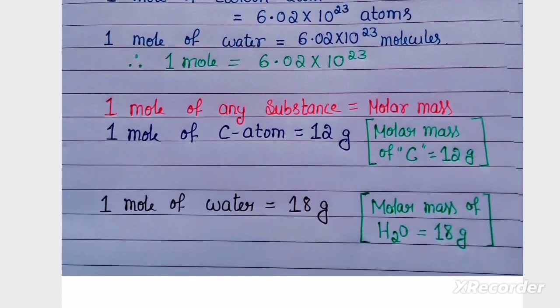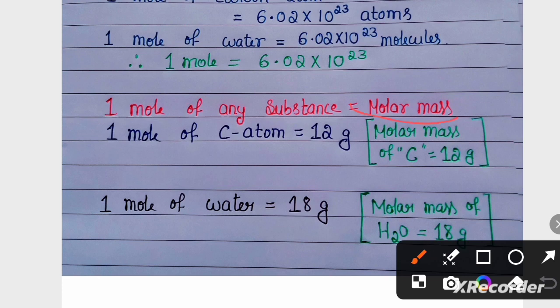And 1 mole of any substance is equal to its molar mass. For example, 1 mole of carbon atom is equal to 12 grams, or 12 grams of carbon is equal to 1 mole, because the molar mass of carbon is 12. If you take sodium, 1 mole of sodium is equal to the atomic mass of sodium, that is 23. 23 grams of sodium is equal to 1 mole.